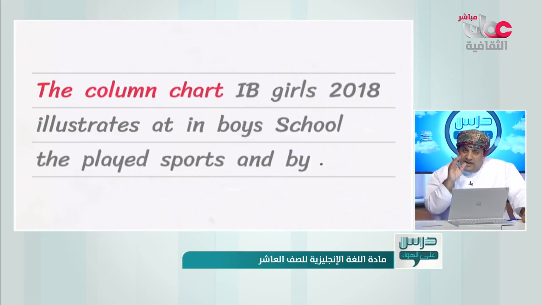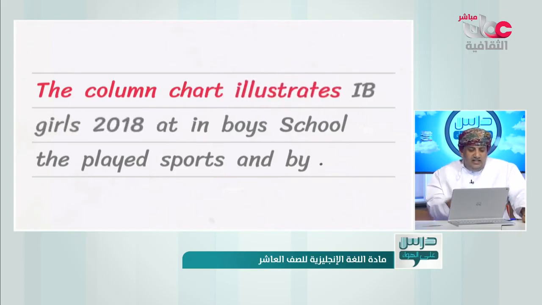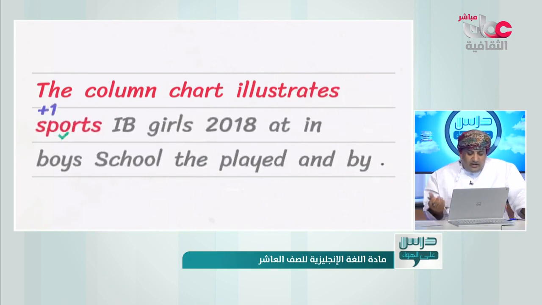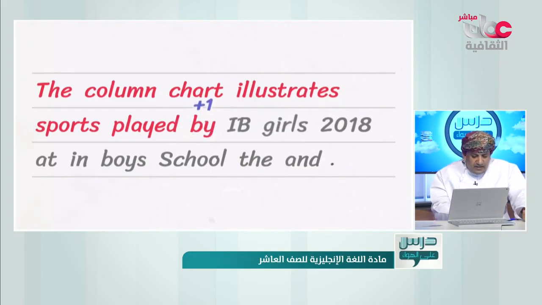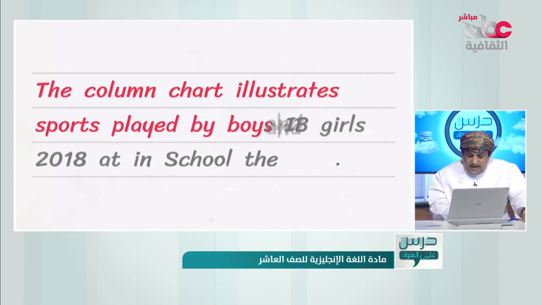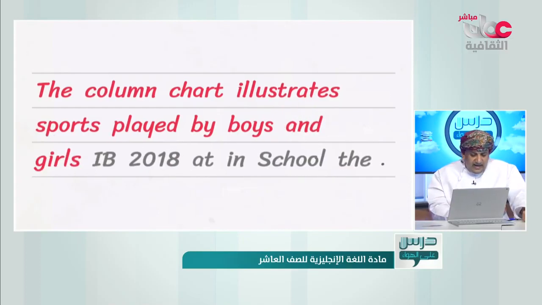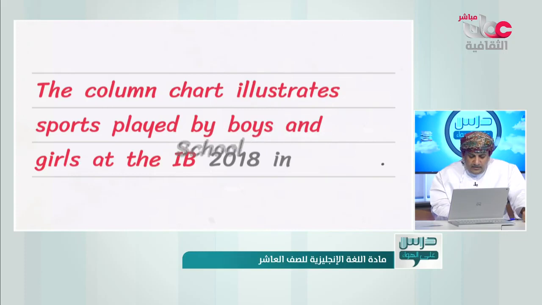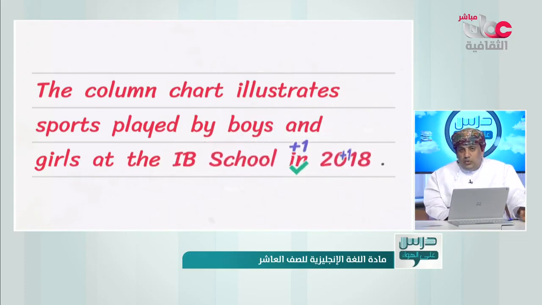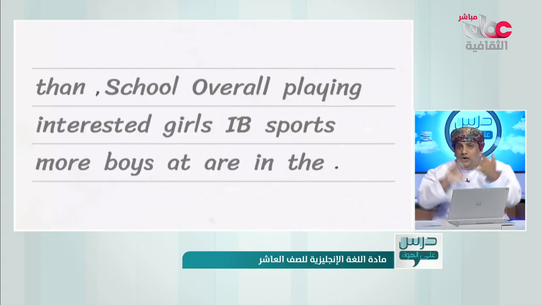Then we said the verb illustrates or shows. We said illustrates. Illustrates what? It illustrates sports. Sports what? Played by boys and girls. Where? At the IP school in 2018. So we should write all this sentence at the beginning. It should be clear where, when, and what.